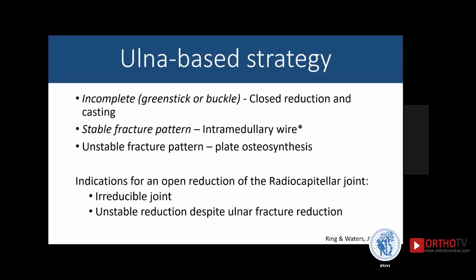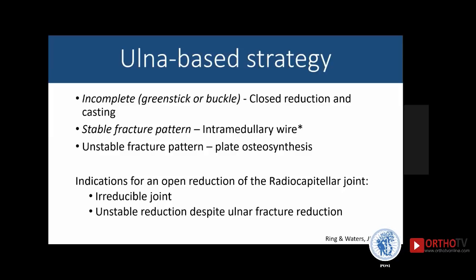And just briefly, for those who aren't familiar, they recommend a closed reduction and casting for incomplete fractures, and for stable fracture patterns of the ulna, an intramedullary wire. For this, I just use a stainless steel K-wire rather than an expensive elastic nail, because I'm not really using the properties of an elastic nail. And then for unstable fracture patterns, those fractures that can shorten, you want a plate osteosynthesis to maintain the ulnar length and therefore aid in reducing your radiocapitellar joint.